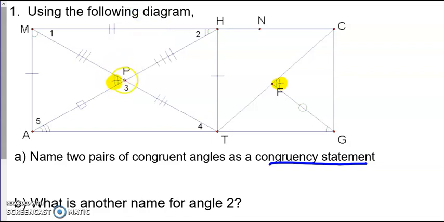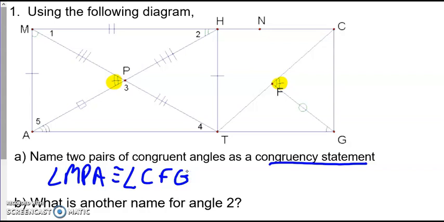And again, realize I cannot say angle P. I must use 3 letters. So I'll use MPA, and that is congruent to angle CFG. Okay, so let's see if there's anything else, and I believe there is. Yes, this would be this angle right over here. Again, with this angle, so angle AMP. And that is congruent to angle FGT.